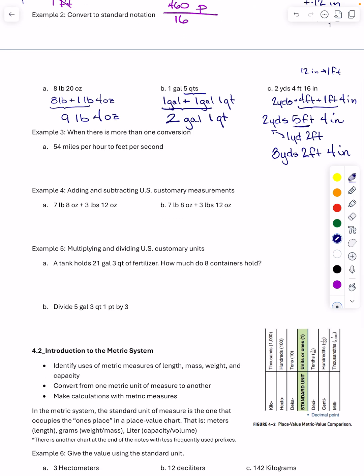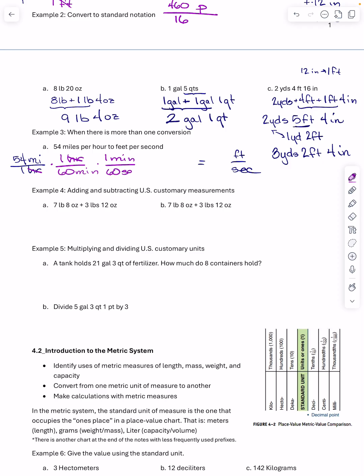Sometimes we have more than one conversion. So I am going to take 54 miles per hour, and that means per 1 hour. And I need to convert to feet per second. So I'm going to write that over here just so I remember what I'm looking for. I don't want hours, I want seconds. So I know 1 hour is 60 minutes. Now I'm in miles per minute. Got to go one more time because 1 minute is 60 seconds.